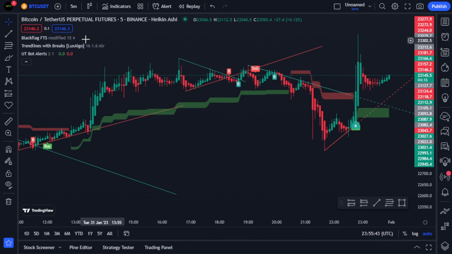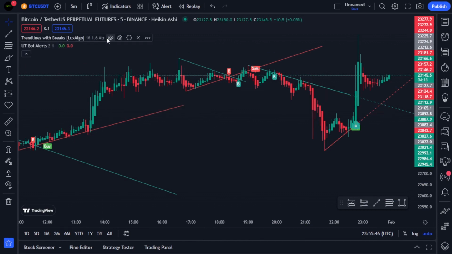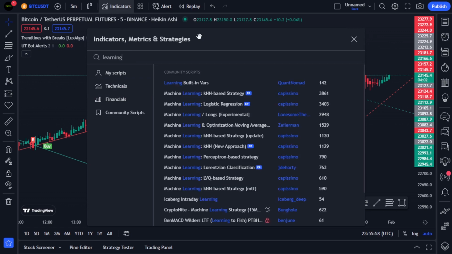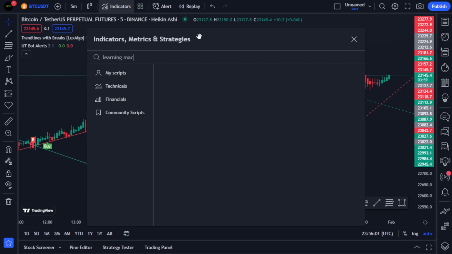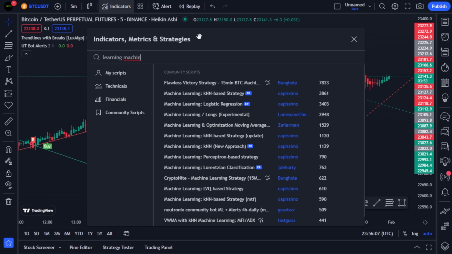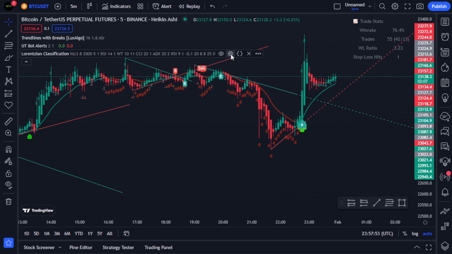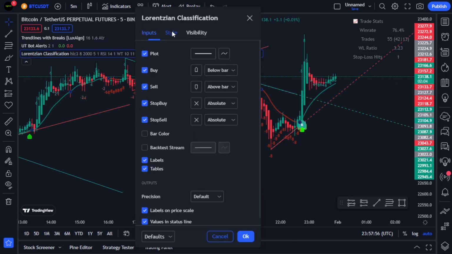Okay then, first remove the Black Flag indicator. And type machine learning. And select this one. As the name indicates, it is based on a machine learning algorithm. Now go to the settings, remove everything except plot and buy and sell.